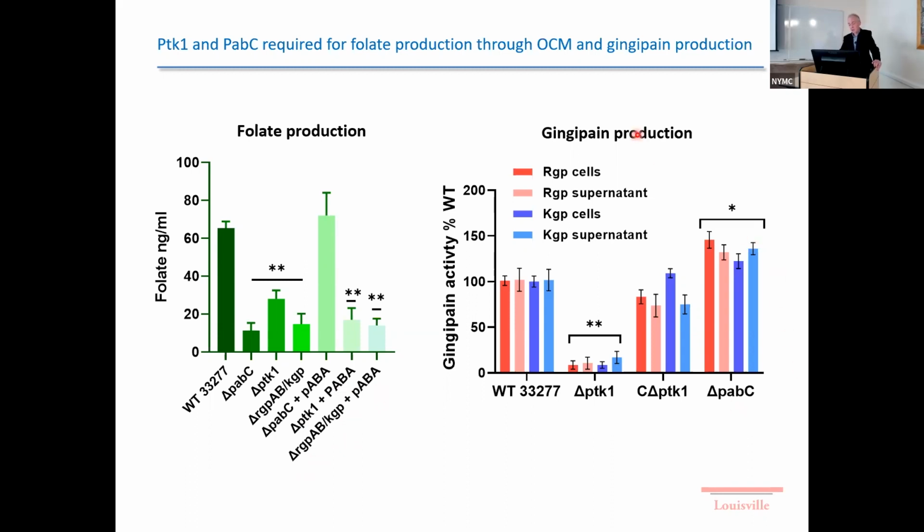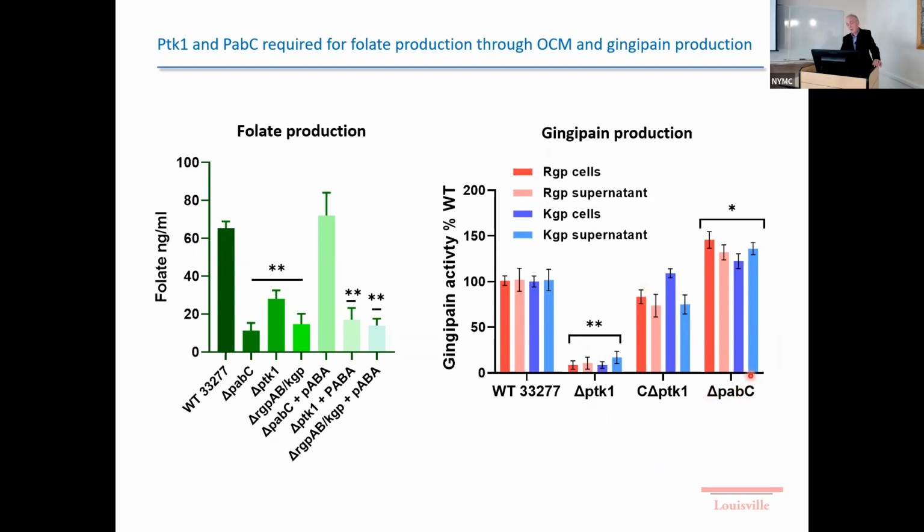Then we look at gingipain production. So is gingipain production really related to tyrosine kinase and PABC activity? Like I said, there's two different gingipains, arginine specific and lysine specific. They can be on the cell surface or they can be extracellular. So all four of those are decreased in our PTK1 mutant. Genetically complement our PTK1 mutant, they're back up again.